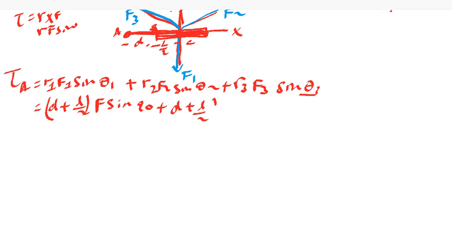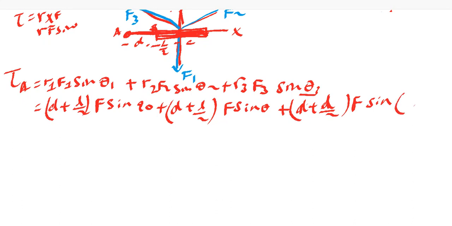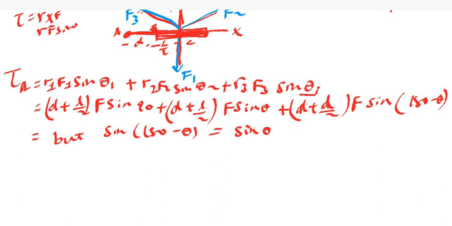ፕላስ l over 2 f sin theta ፕላስ የf3 እንደዛው f3 d ፕላስ l over 2 f sin into የፎርስ 3 የዚህኛው ማለት ነው እዚህ ጋር ያለው አንግል which is 180 minus theta. This is equal to ግን ምንድነው sin 180 minus theta this is equals to sin theta ይሄን ቼክ አድርጉ.